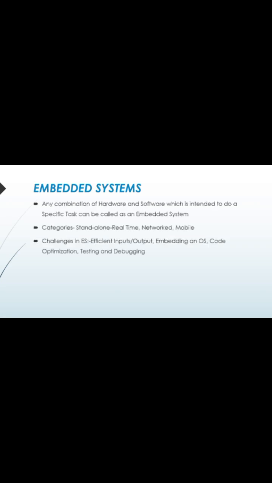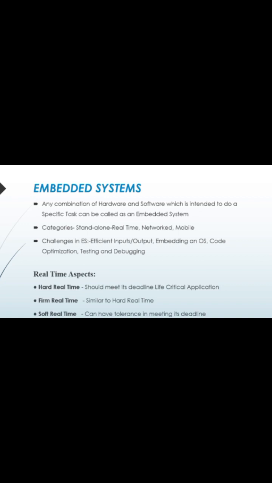Next, we are going to see about embedded systems. An embedded system is a combination of hardware and software intended to do a specific task, and there are categories: standalone, real time, networked, and mobile. The challenges in choosing an embedded system are efficient input and output, embedding an OS, code optimization, testing, and debugging. These are the processes and challenges in an embedded system.